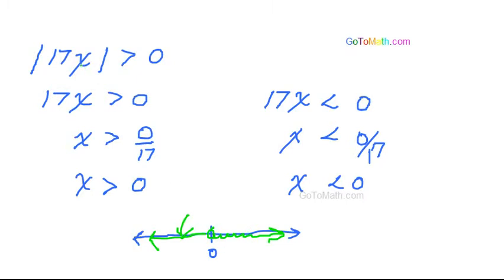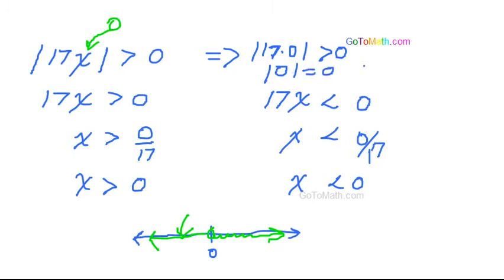We can't plug 0 in, because if you did, let's look at this for example. If we plugged 0 into this, we'd end up with the absolute value of 17 times 0 is greater than 0, and that's false, because 17 times 0 is 0, and the absolute value of 0, which is just 0, is not greater than 0. So you see, we got to throw 0 out. Okay? So there you go.